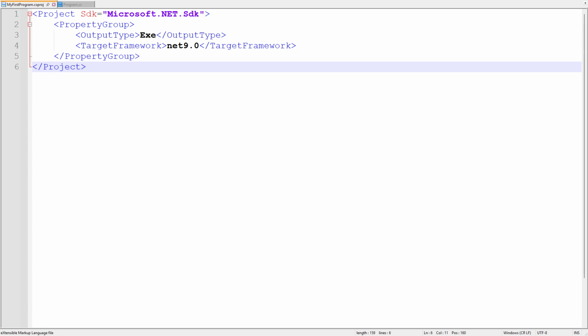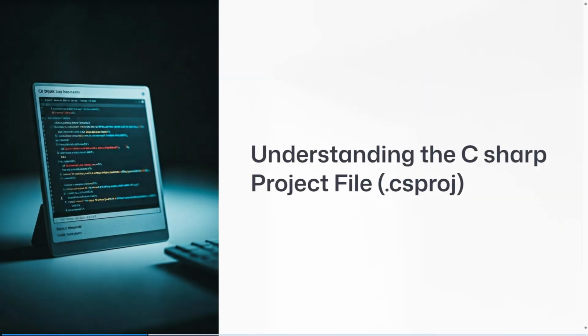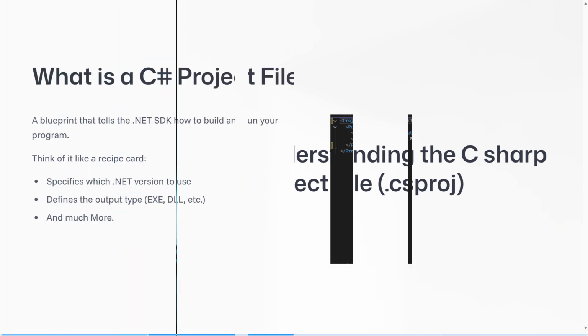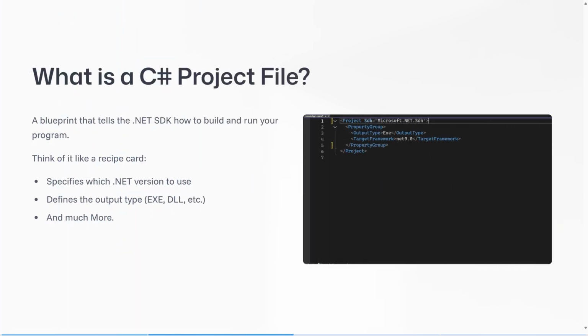We wrote two files, one C# project file and another C# code file. First, let's understand what a C# project file is. This file is like a blueprint that tells the .NET SDK how to create and run your program. Think of this file like a recipe card for your C# project. It includes what version of .NET to use, what output to produce, EXE, DLL, etc. This file can contain many other things. We will go into these details later in the course.